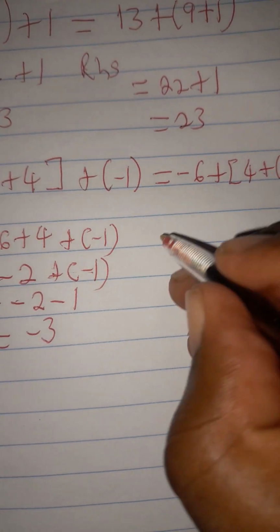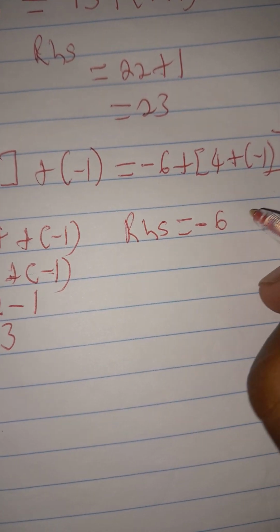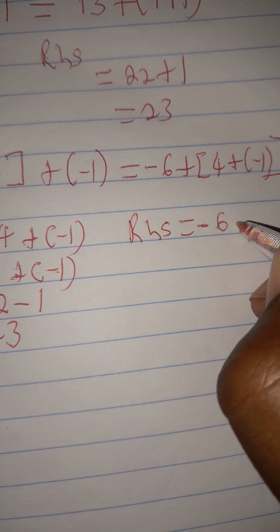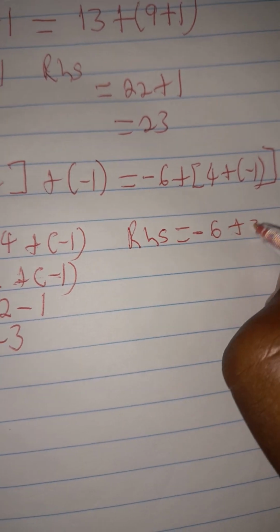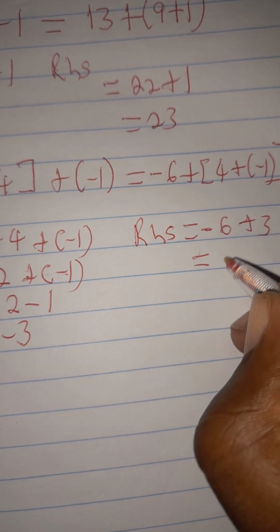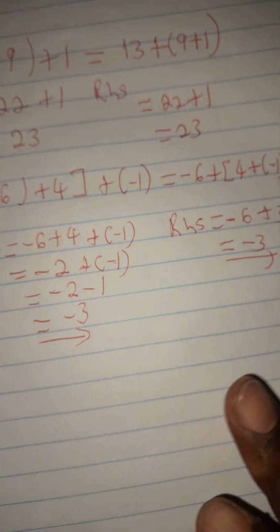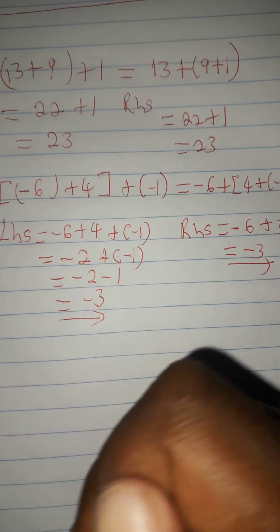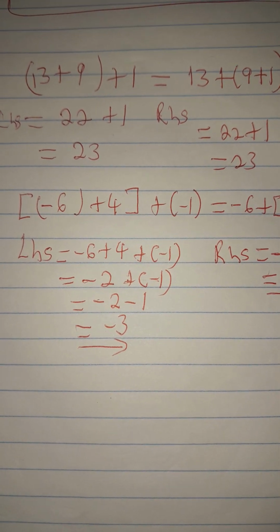Let's go to the right-hand side. The right-hand side, so you'll be left with -6 here, plus 4 plus -1. Negative and positive, it will give you, let's see, it will give you +3. So this is the same as 3 minus 6, which is -3. So we can see that both of these, the left hand side and right hand side, are equal, right? So that's the end of associative property.